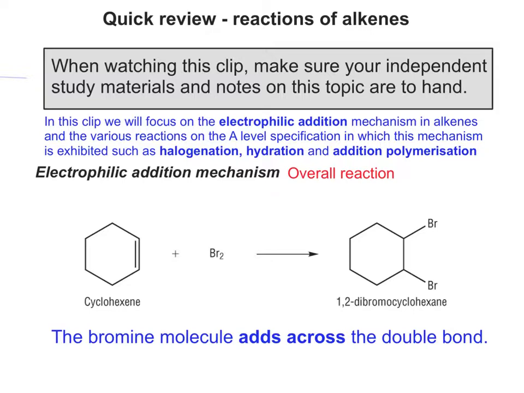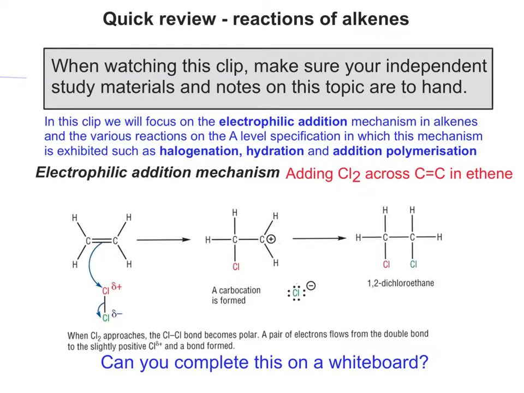What happens is the bromine molecule adds across the double bond. You can see that in the product 1,2-dibromocyclohexane, you don't actually have a double bond anymore. So why not grab a whiteboard or a piece of paper and see if you can complete this. There's a curly arrow missing, I've left it out on purpose. Without looking at any of your notes, see if you can do this from memory.